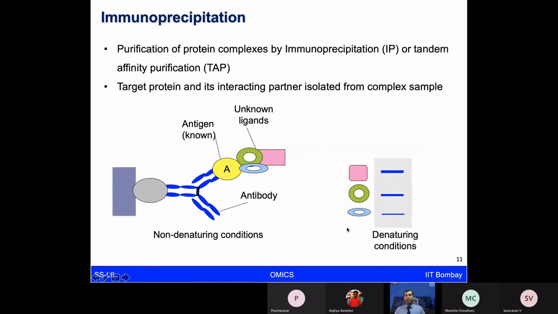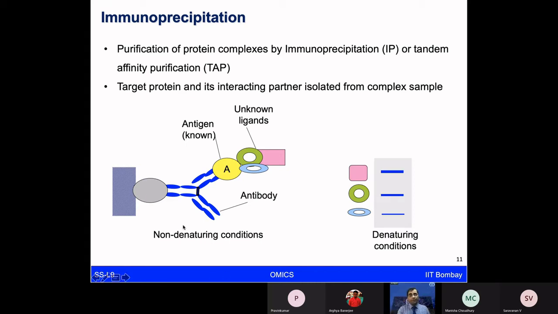So immunoprecipitation is one of the ways to identify these complex interacting partners. For example, if you have a cell lysate, there is a protein which is going to form a network in a given complex formation, and you can pull it down using an antibody which is known for that protein which you are interested in.